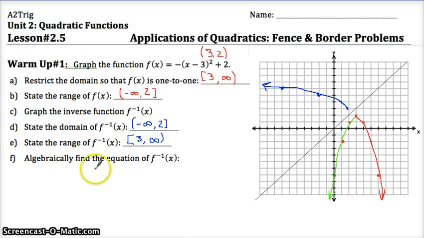Okay, and then algebraically find the thing. So we start with this, but of course we reverse everything. So this is now x equals -y minus 3 squared plus 2. And get things kind of where we want them so we can find y eventually. This negative kind of bugs me. Let's just do this now.